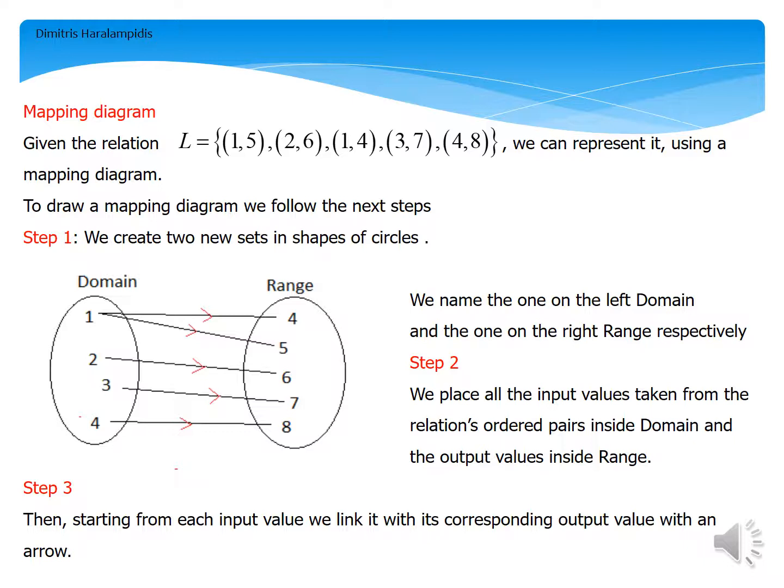For example, since the ordered pair (1, 5) is an ordered pair of the initial relation L, then there will certainly be an arrow starting from number 1, which is inside the domain circle, ending at number 5, which will be inside the range circle.